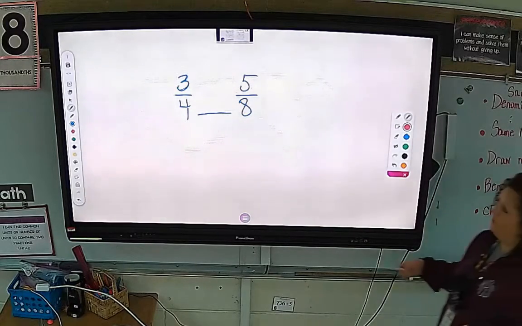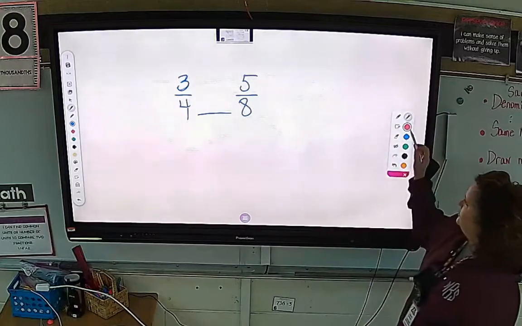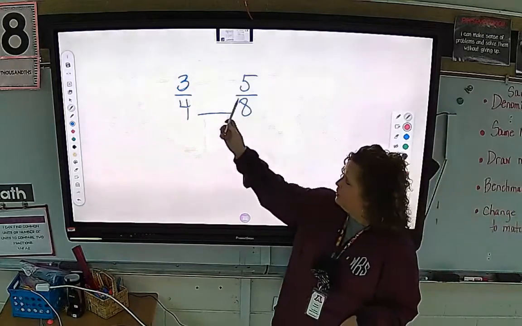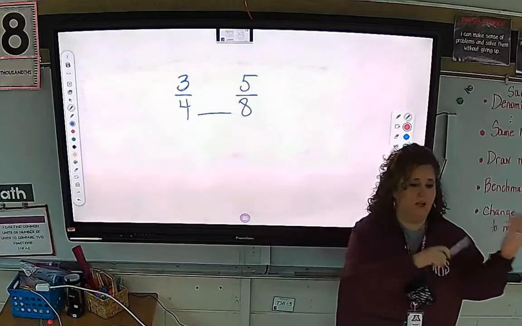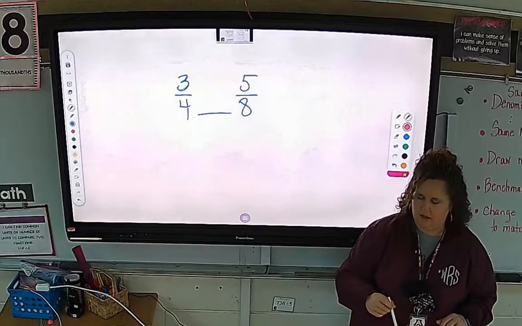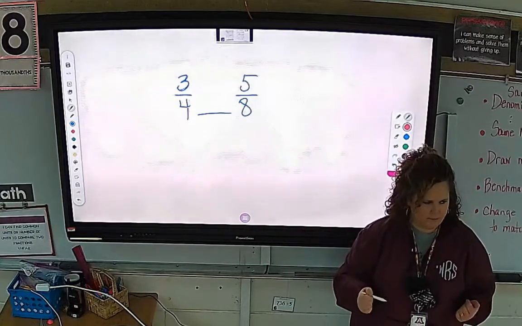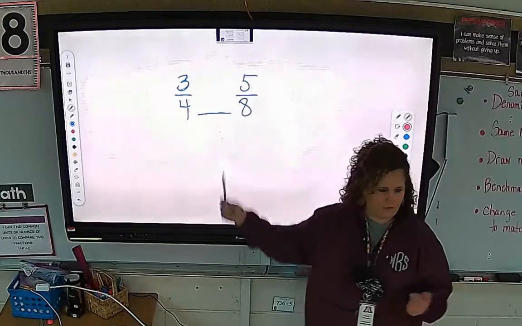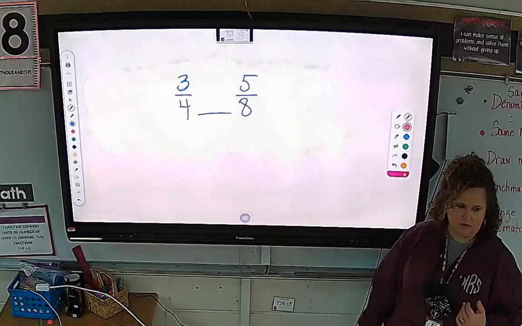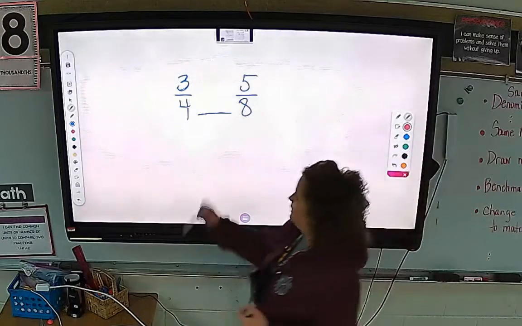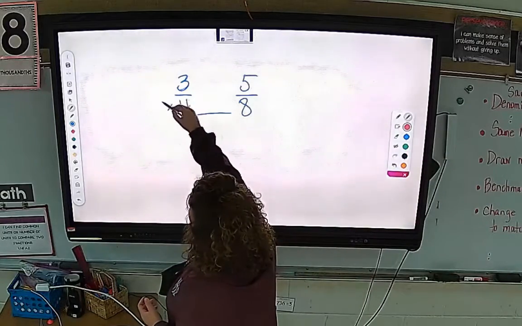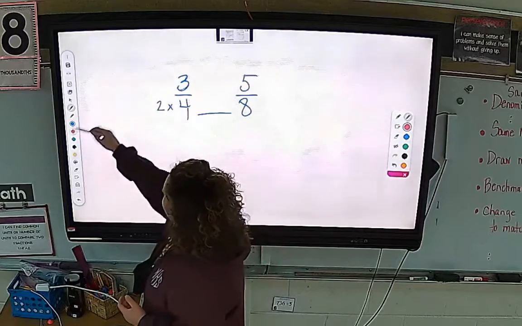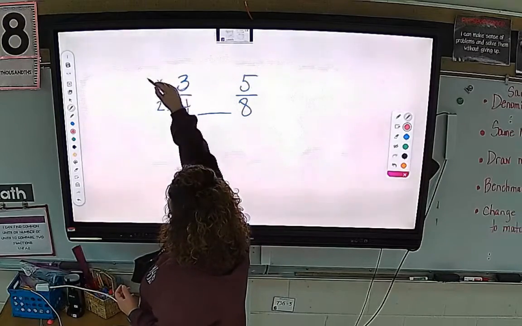Change one denominator to the other. So how are we going to do that? Can I get from 4 to 8? Or from 8 to 4? Gage, what would I do to that 4? Multiply by 2. And if I do the denominator, I've got to also do the numerator.